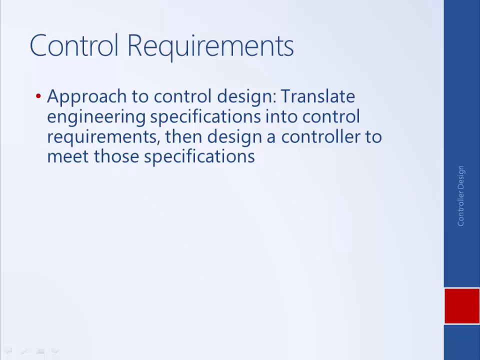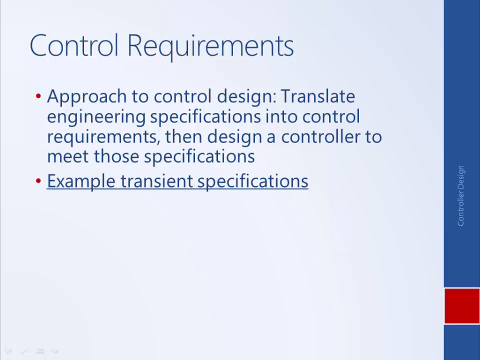For example, a vehicle may have a requirement on a 0 to 60 time, or something to do with passenger comfort, or different components may have a voltage rating or a current rating. And so we need to keep those in mind and translate those into controller specifications.